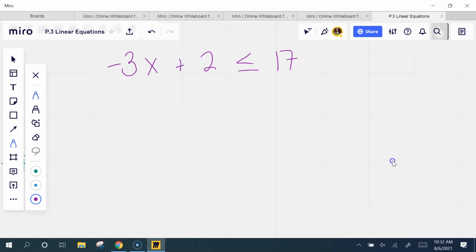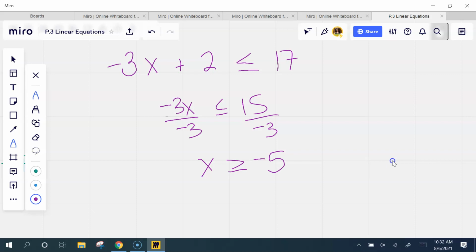All right, so solve it first. Let's go there and solve it. This is an easy solve. Move the 2, right? And divide by -3, but because I'm dividing by a negative, the sign flips. So x is greater than or equal to -5. But I don't want to stop there. I want to write that in interval notation. So in interval notation, what does that look like?